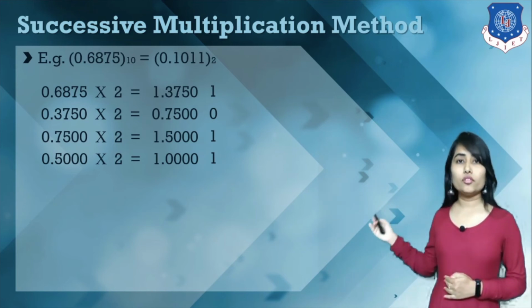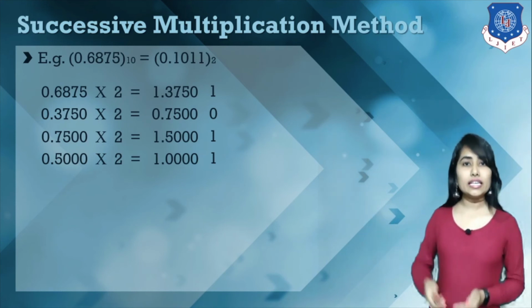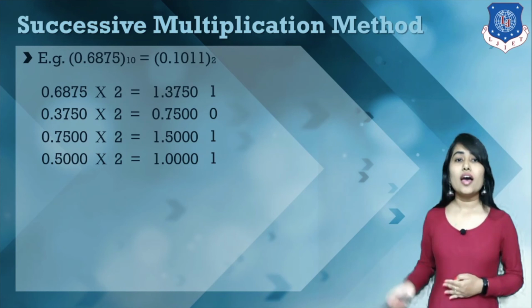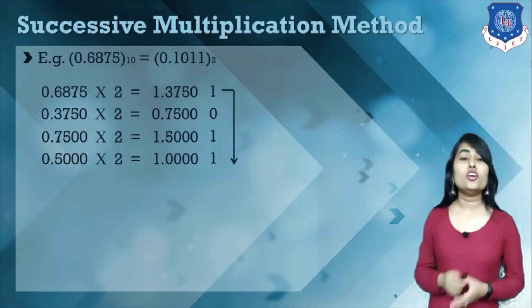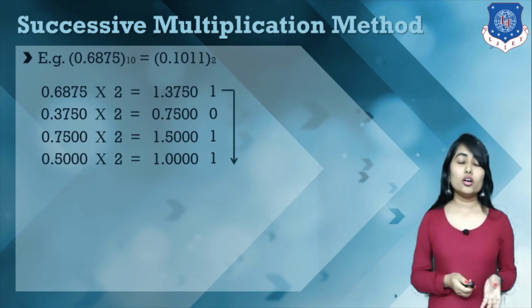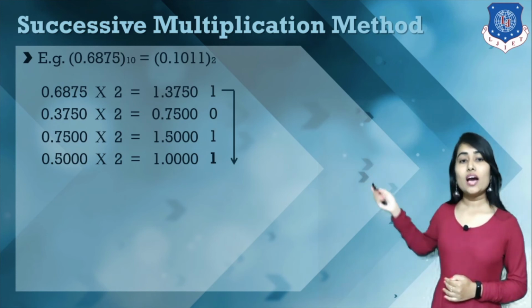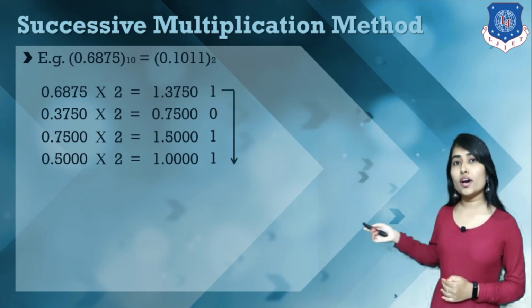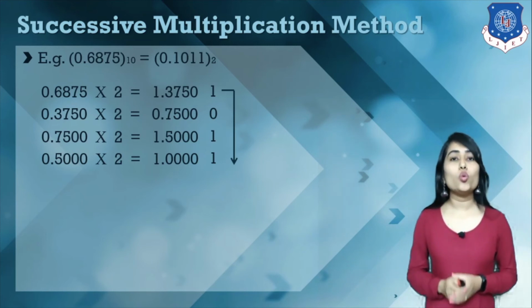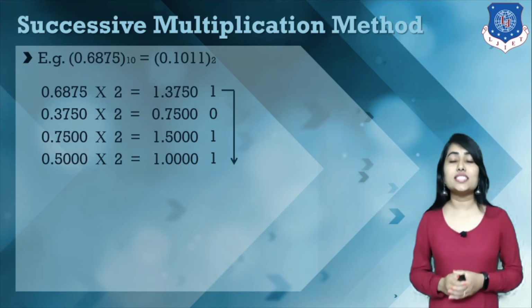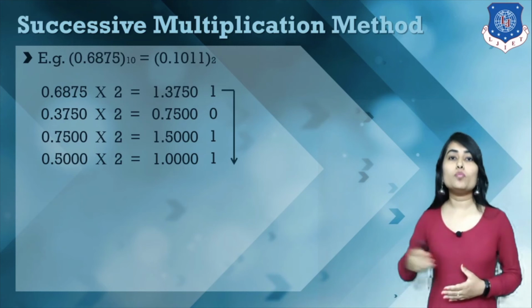So here we have our answer bits, or basically the integer bits are our answer. And how can we write these integers? From top to bottom manner we write our answer. For example, here we have 1, 0, 1 and 1. So this 1011 can be written as 0.1011. So this is how we can convert 0.6875 into our desired base, that is, into the binary number system.